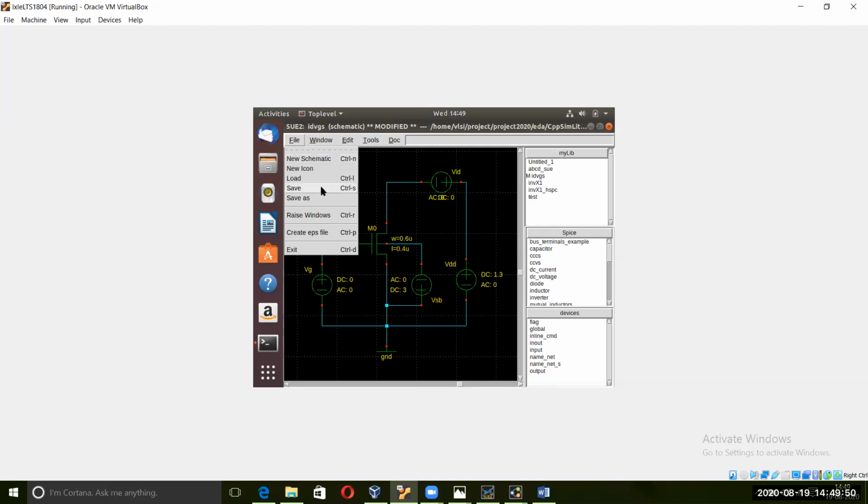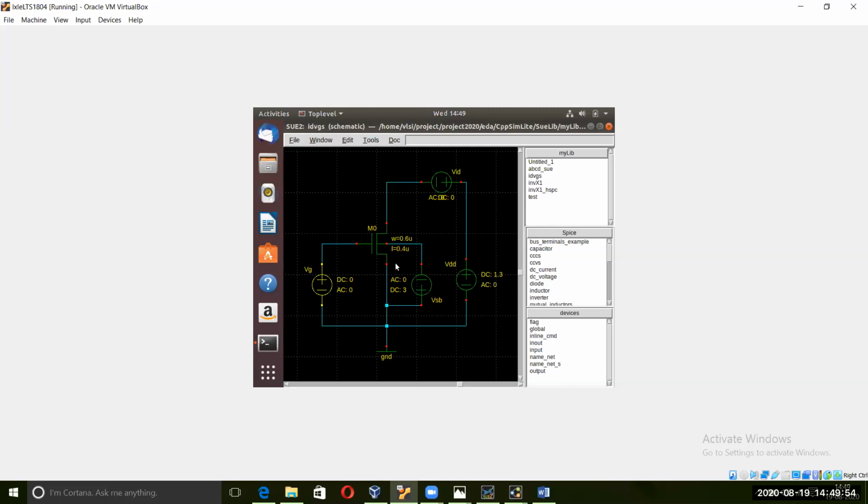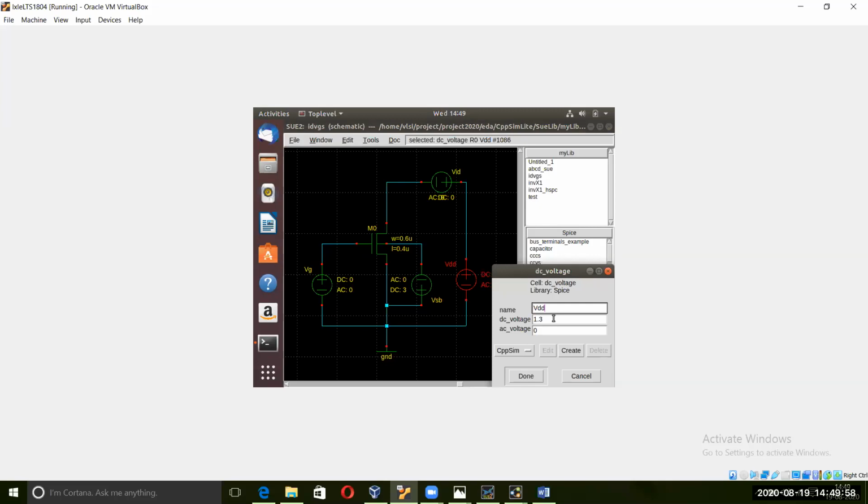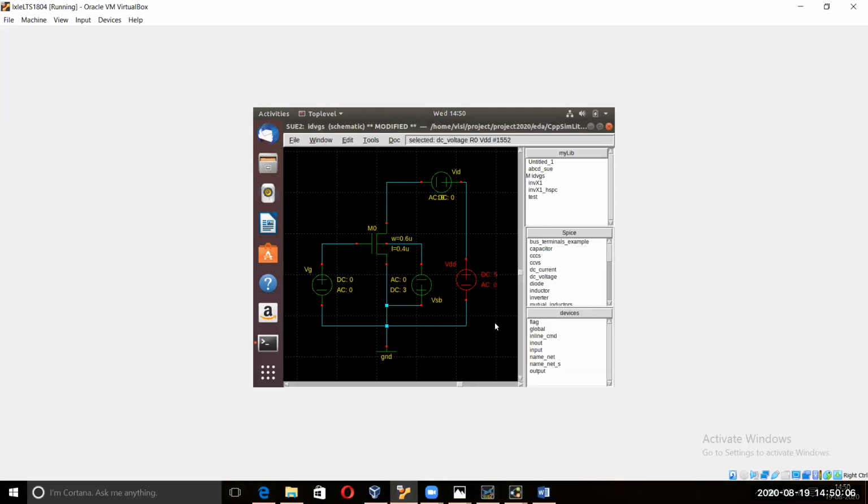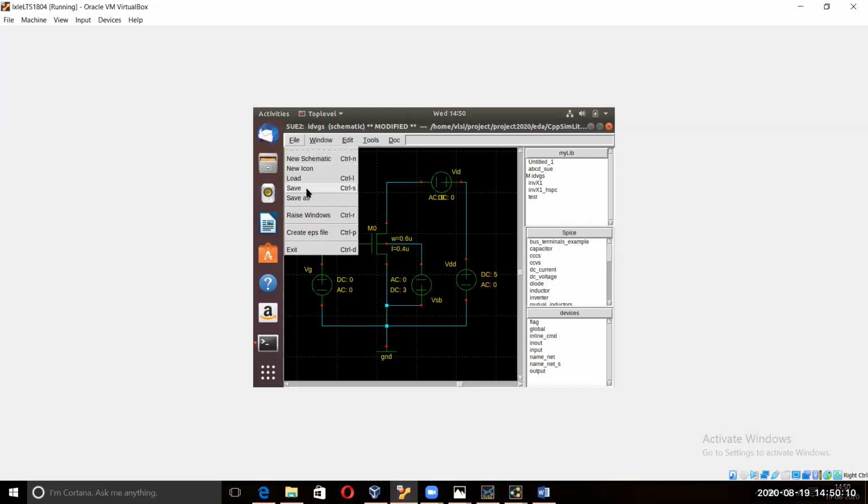So save it. Also change that VDD voltage, because it's now 1.3. You can change that to 5 and save. Then the same procedure as I said, you follow that one.